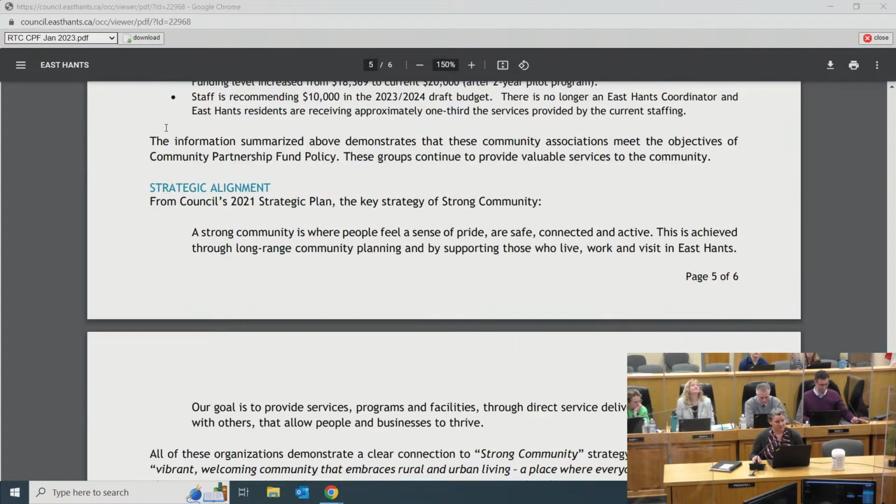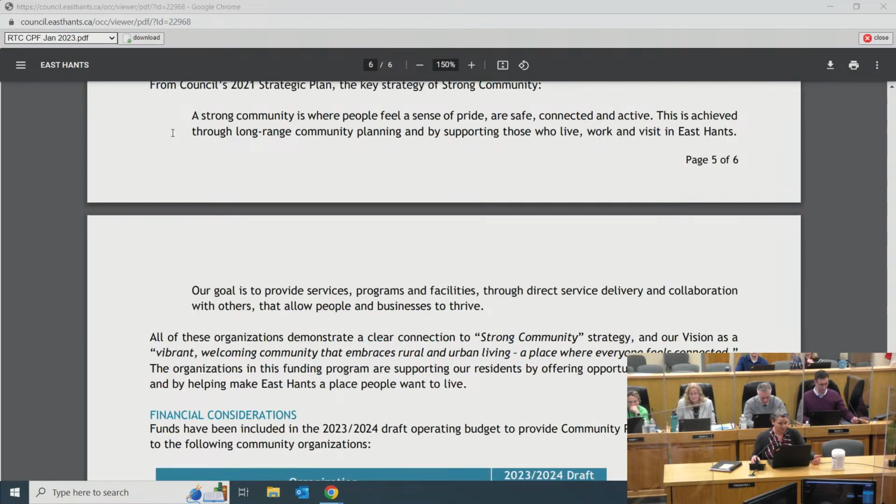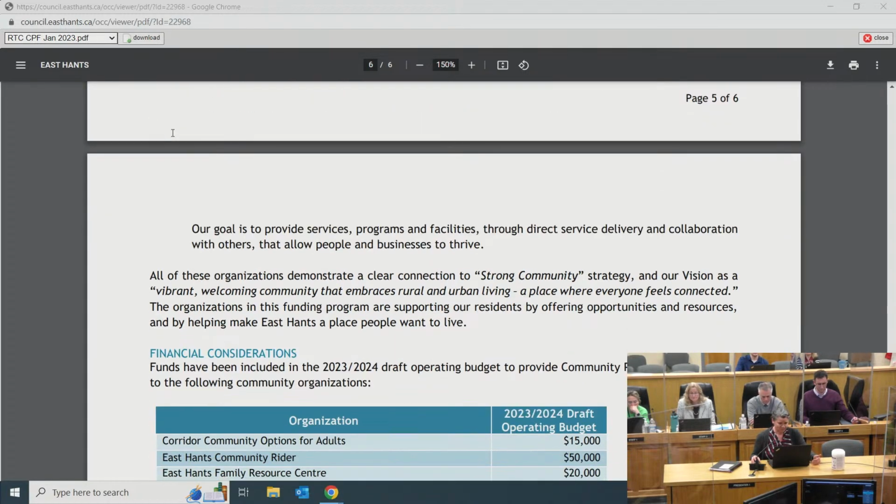So going forward, this community grant always lines up with our strong community and our strategic plan. We want to provide these groups funding because they're providing services that we as a municipality just couldn't do, and they're very valuable to the residents of our municipality.